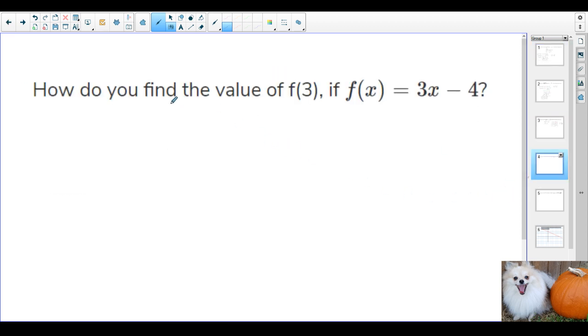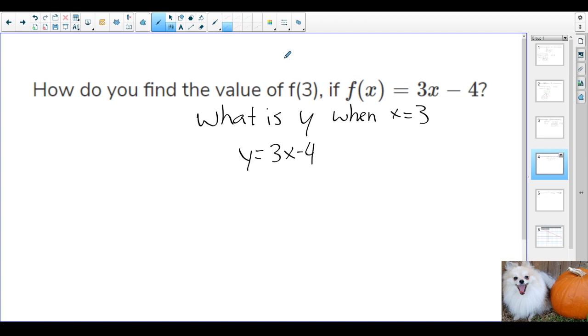Okay. How do you find the value of f of 3 if f of x equals 3x minus 4? Okay, this is like baby questions. So I just want to know, we rewrite this. What is y when x equals 3? Given y equals 3x minus 4. Okay, this is the exact same question as this one. This is just written with function notation.